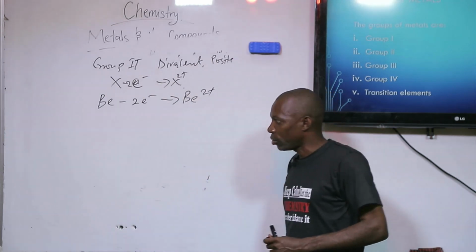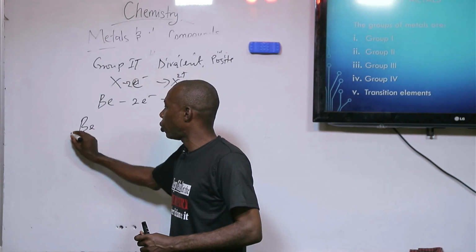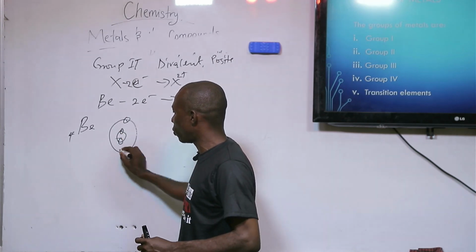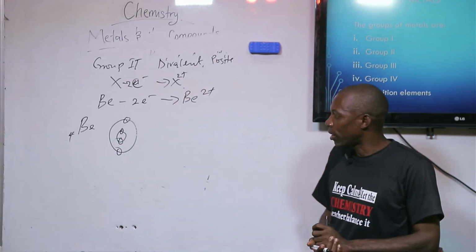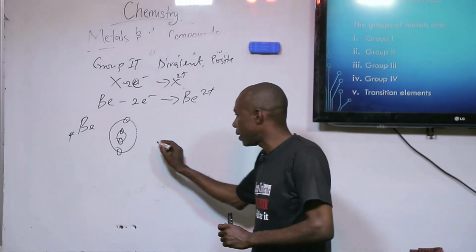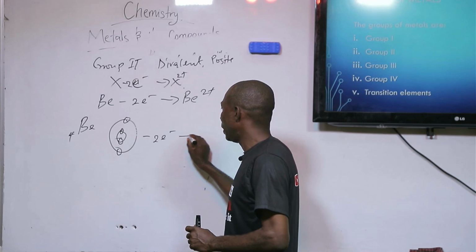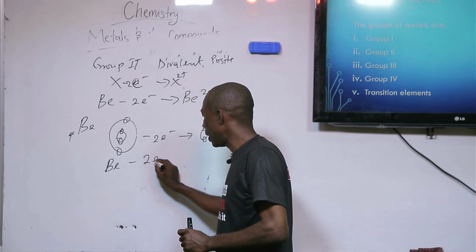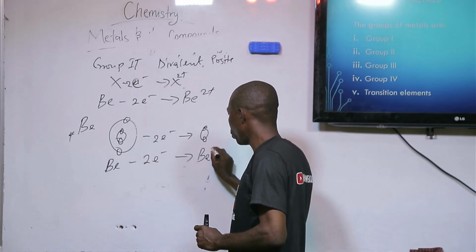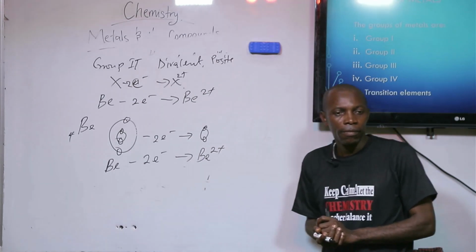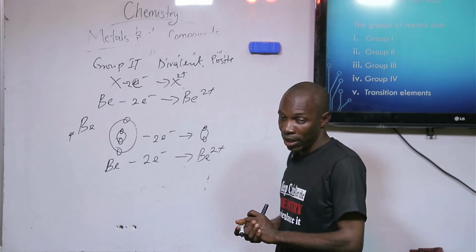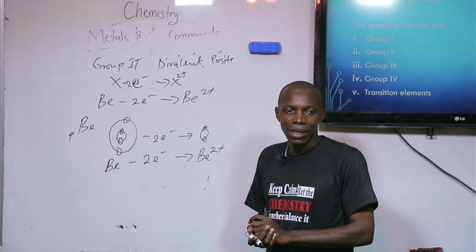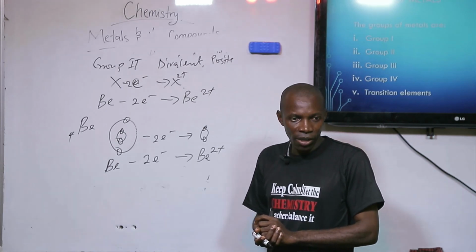Beryllium has how many electrons? 4. When you draw the shell, you have the K that takes what? 2. You have the L that takes what? 2. What is the valency of beryllium? That valence electron can be lost, and it gives you this. So this is the beryllium what? Atom, losing 2 electrons to become Be2 plus. Beryllium is a group 2 element because the valency is 2 and it is a divalent positive metal.